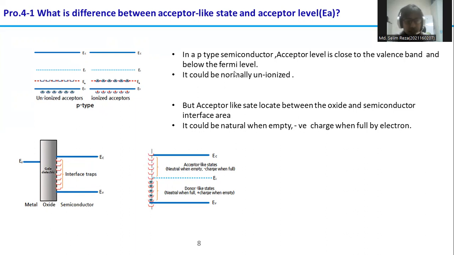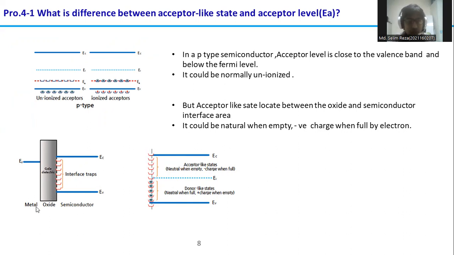But this acceptor level and this acceptor-like state is basically defined: it is neutral when empty, but when it is occupied by a negative charge, it is full of electrons. It will show as a negative charge when it is filled by the electron. That is the basic difference between the acceptor level and the acceptor-like state.